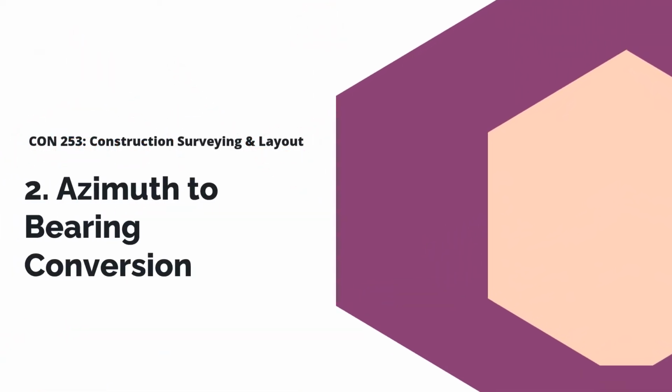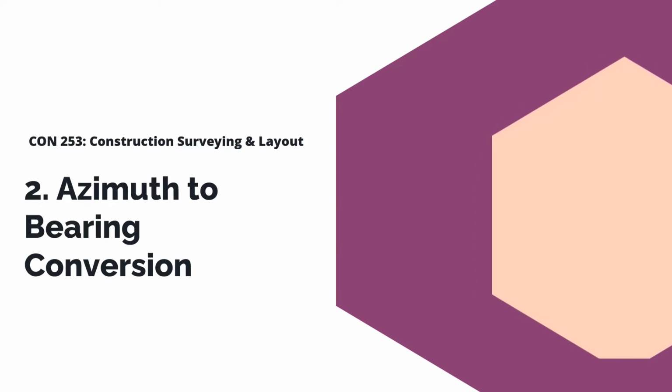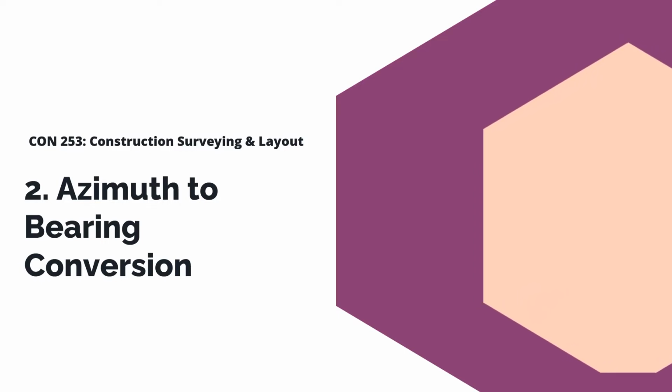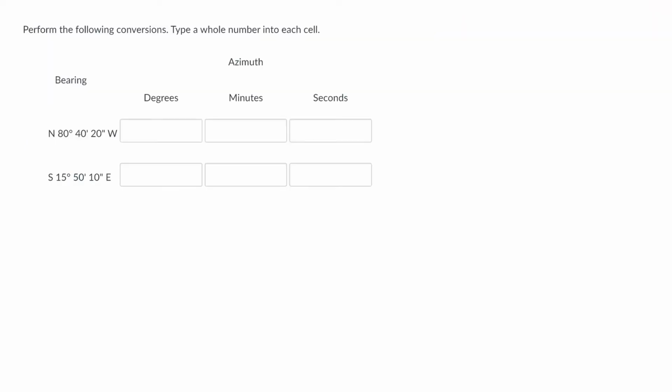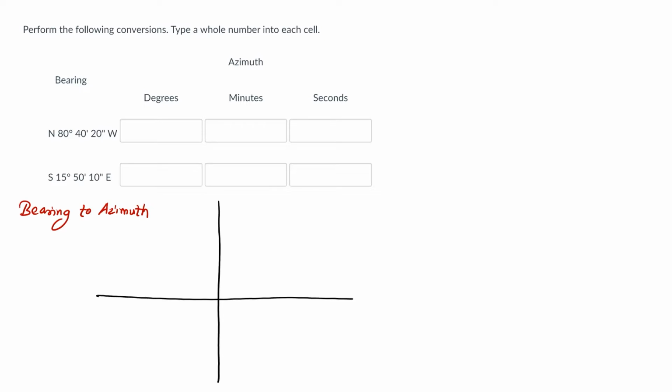All right, so let's learn how to convert from azimuth to bearing and vice versa. I'm going to provide you with the explanation of the homework problem that I gave you. This was the first homework problem, and the question here was to convert from bearing to azimuth. Let me show you how to solve this. Step number 1 is to draw the sketch.